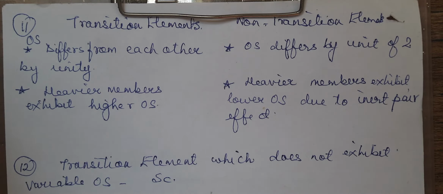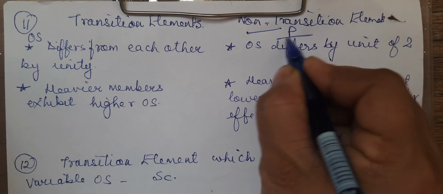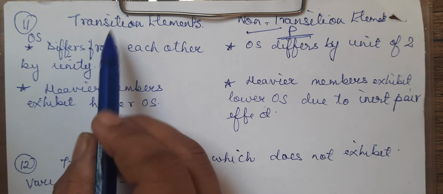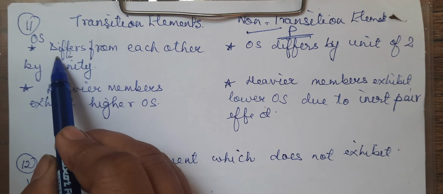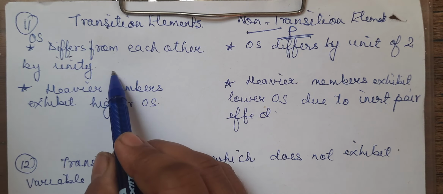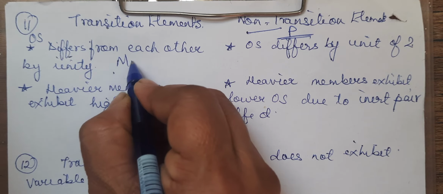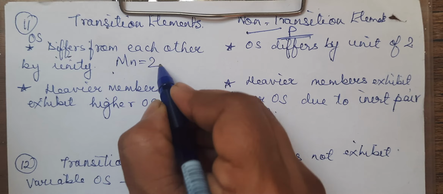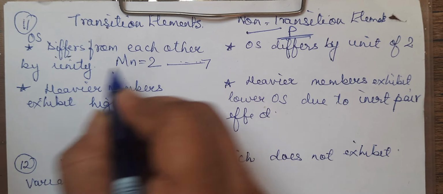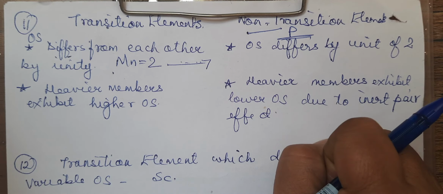Sometimes you're asked to compare the transition and the non-transition element. Non-transition here means the p block elements. So you'll write down two differences between them. One, in transition elements, the oxidation states of the elements differ from each other by unity. Like for example, if I say Mn will exhibit all oxidation states from +2 to +7. 2, 3, 4, 5, 6, 7, all. So oxidation states are differing by unity, whereas here they differ by 2.